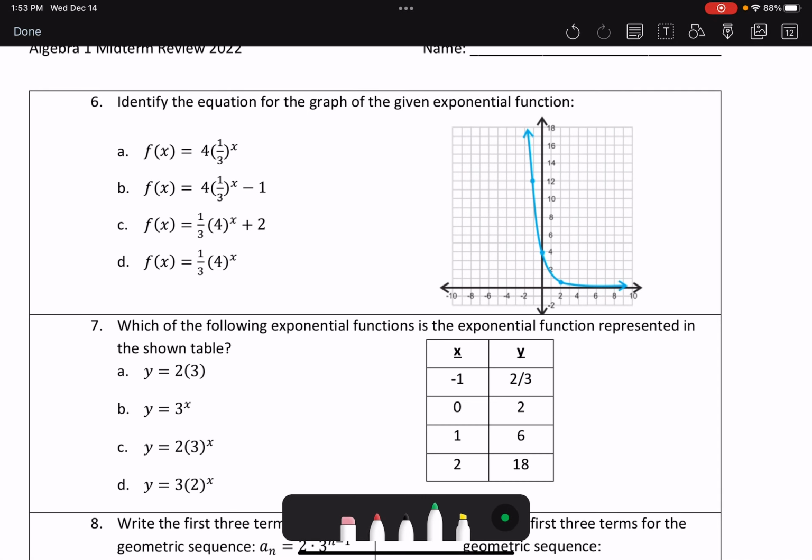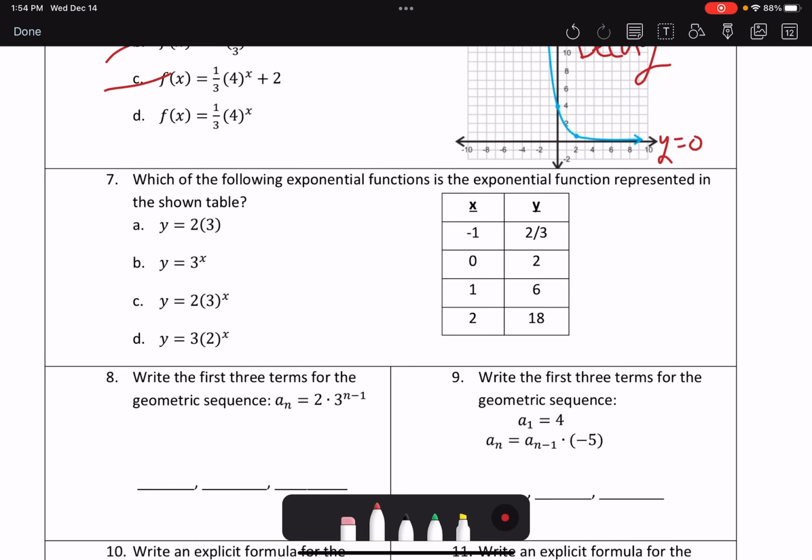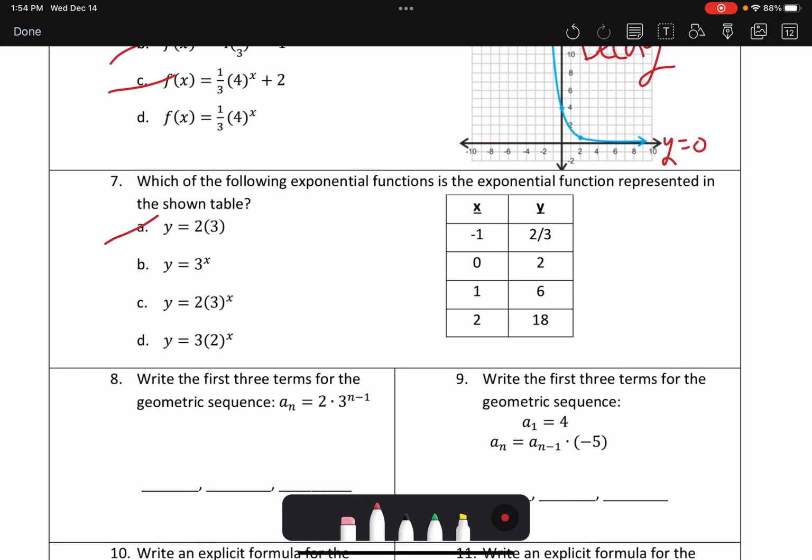For number 6, identify the equation for the graph given the exponential function. I know I have a horizontal asymptote at y equals 0, which automatically eliminates b and c. And this is a decay function, so the only one that works is a. For number 7, I know a can't work because it doesn't have an x in it.